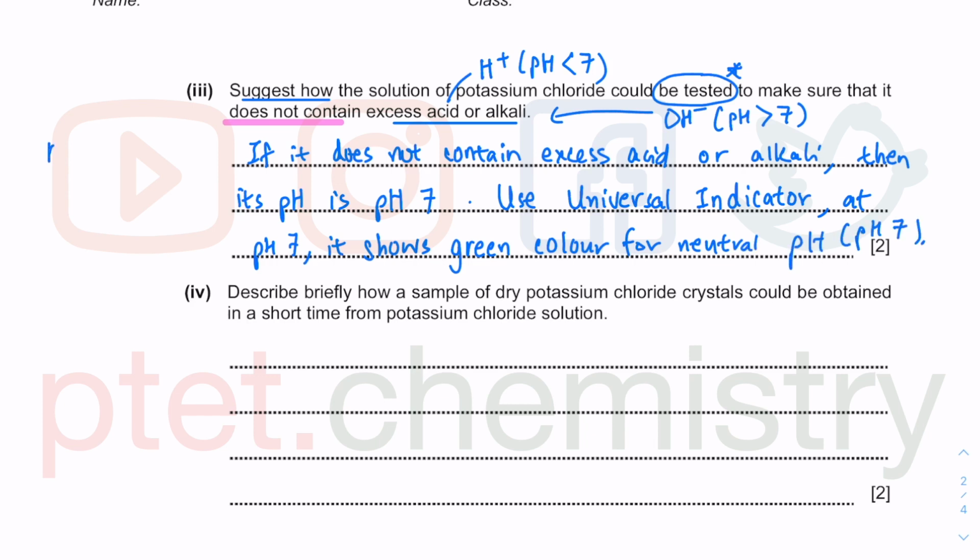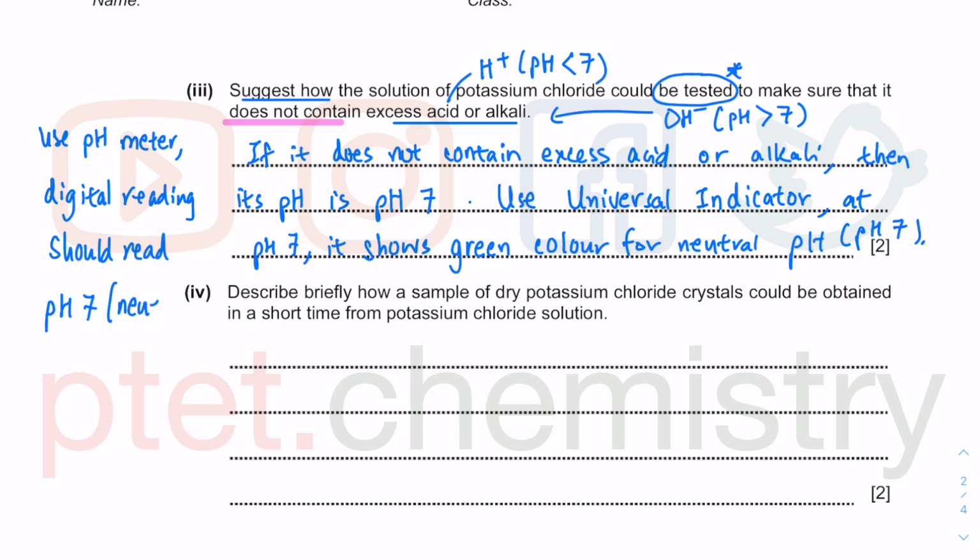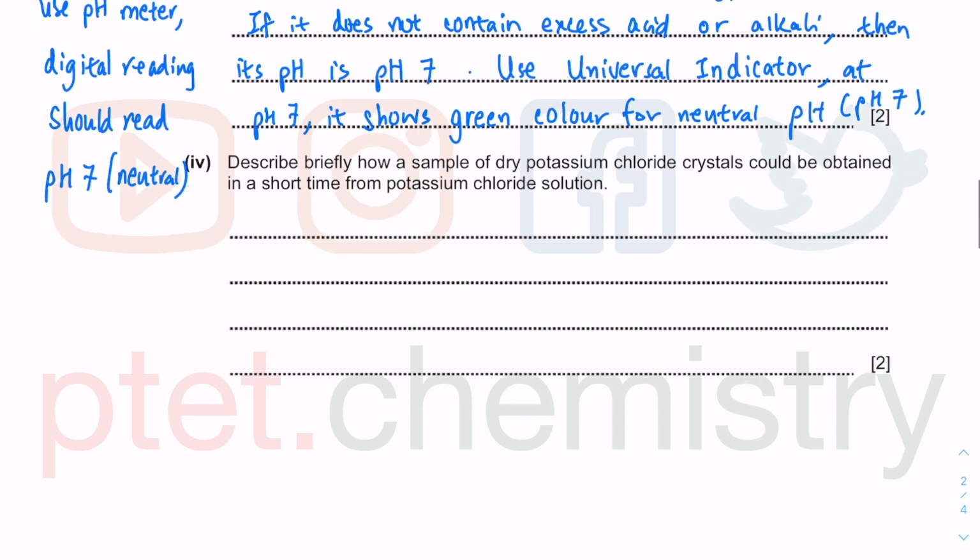Of course, you could also use a pH meter. If you use a pH meter, this is a digital scale. So the digital reading will read, or should read, pH 7 because that is the neutral pH. When you have neutral pH, you don't have excess acid or alkali there.